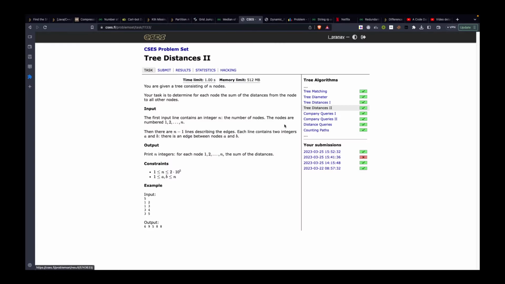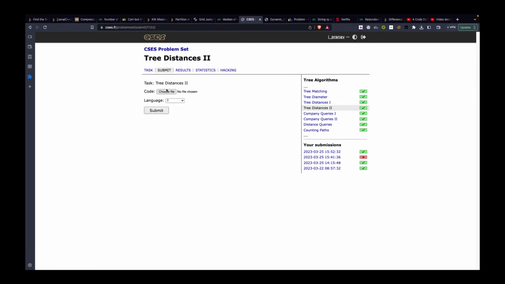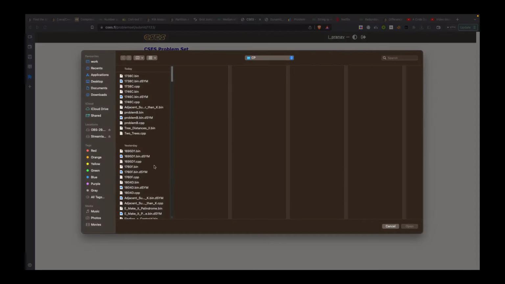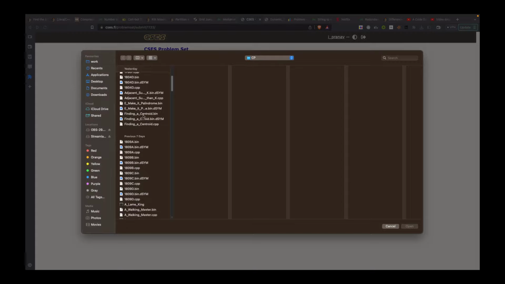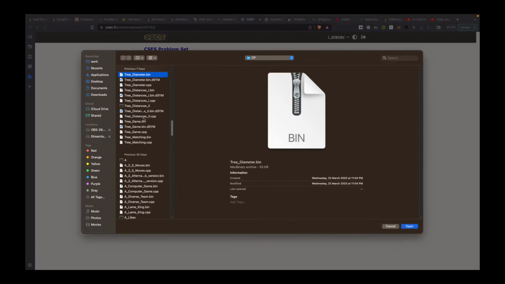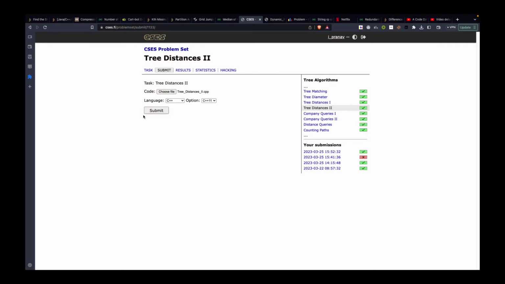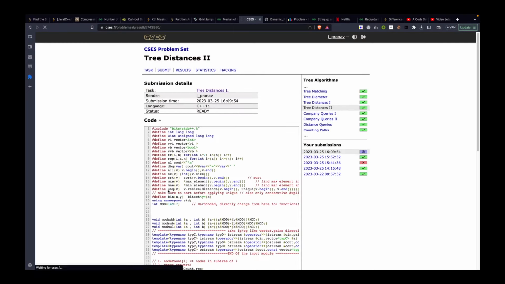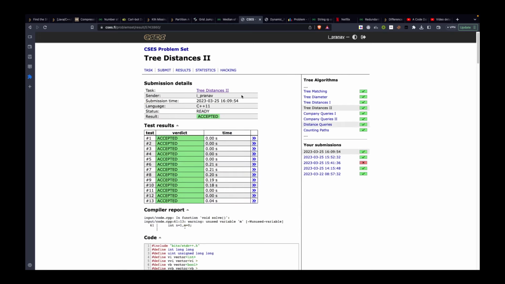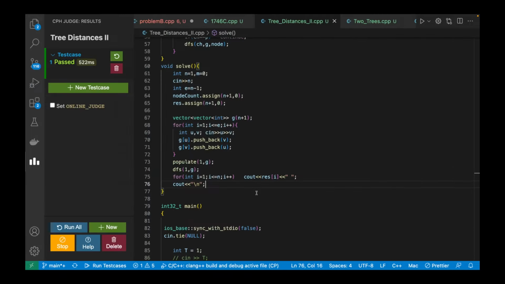If you want, I can try submitting it. Let's try to submit this. Choose a file, and this is tree distances 2, I guess. So let's say tree distances 2. That's over here. Let's check that. So yeah, the code works, and the code was neat, I guess.